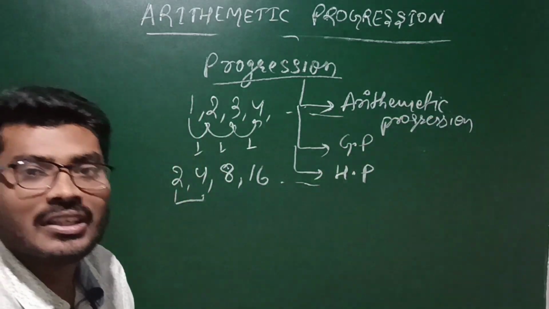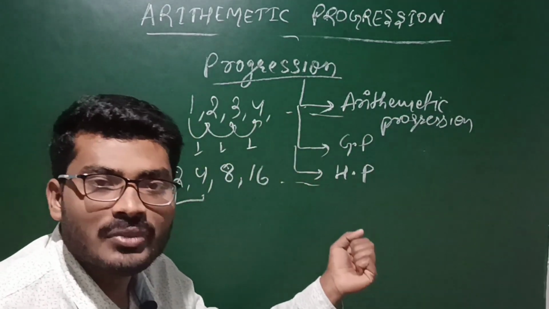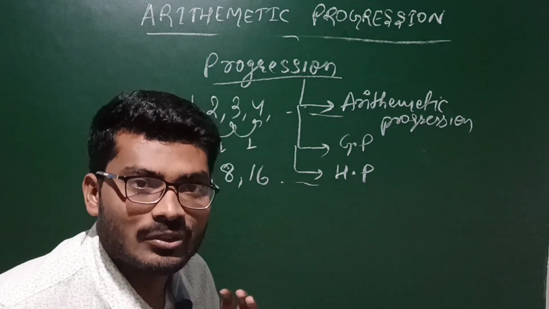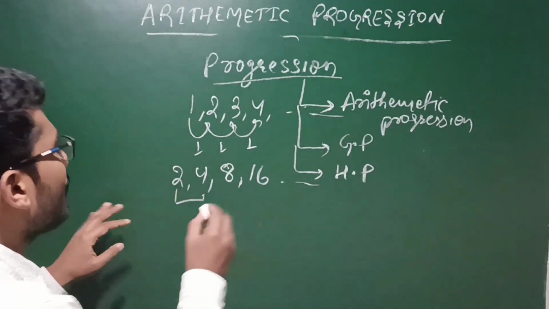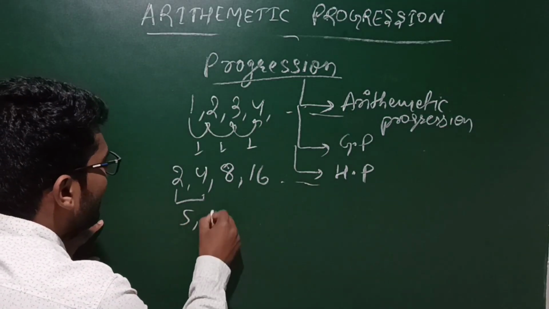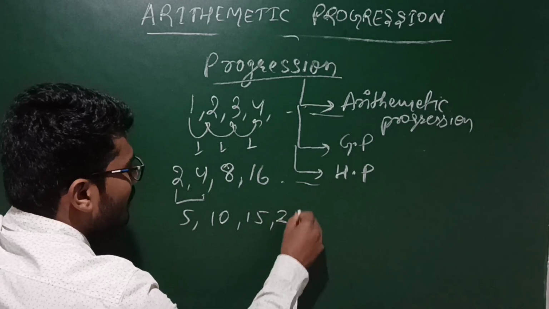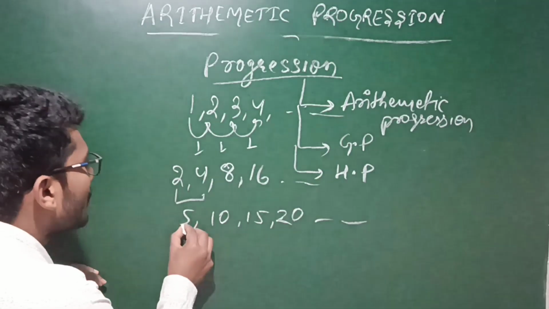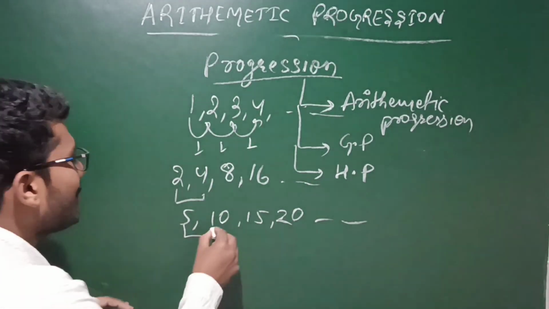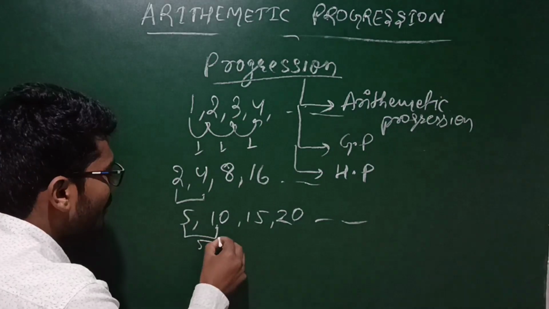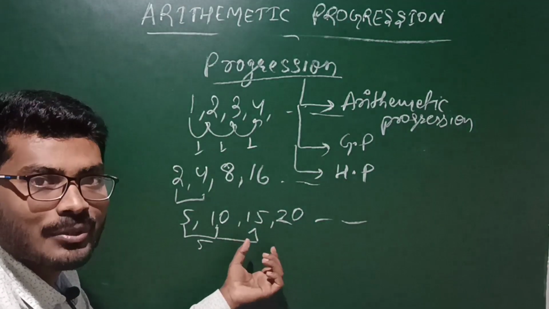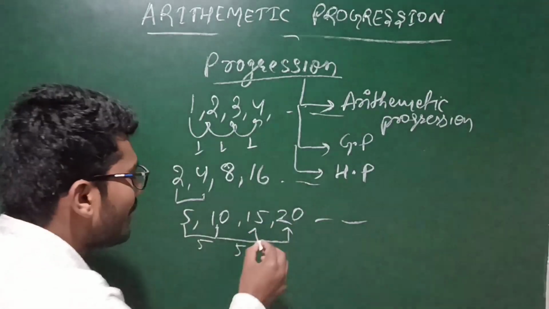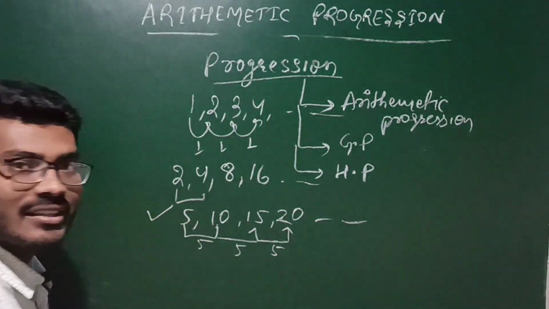In arithmetic progression, it is a sequence of numbers where the difference between two consecutive numbers is always a constant value. For example, a sequence of numbers like 5, 10, 15, 20 and so on. The difference between the consecutive numbers 5 and 10, 10 minus 5, is 5. Again for 10 and 15, the difference is 5. For 15 and 20, the difference is 5. So we can say that this is an arithmetic progression.